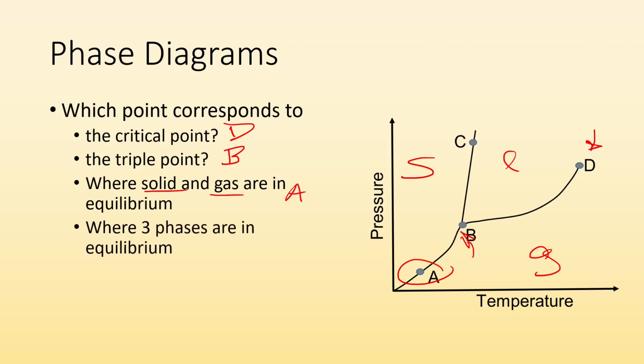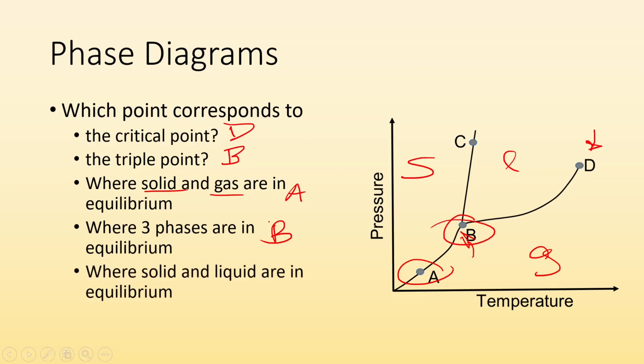All right, where are three phases in equilibrium? I know this one. That's the triple point, point B. And where do we find solid and liquid in equilibrium? Well, I already know that my solid is over here, my liquid's there, so I'm looking for somewhere on this line. That would be point C.